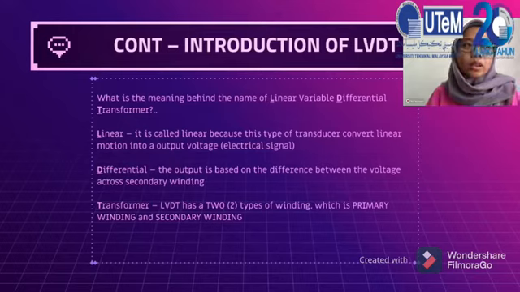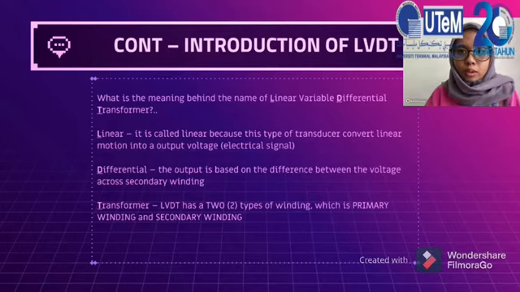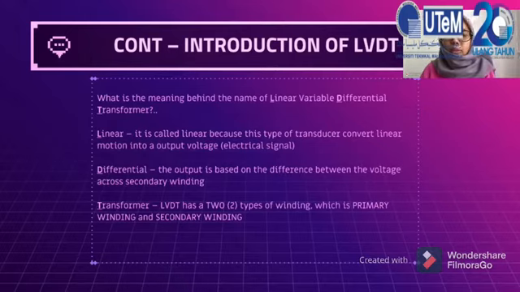Okay, based on the figure just now, we can see that the voltage has two differences. Based on the secondary winding I mentioned just now, LVDT has two types of winding, which are the primary winding and secondary winding, exactly the same as a transformer.